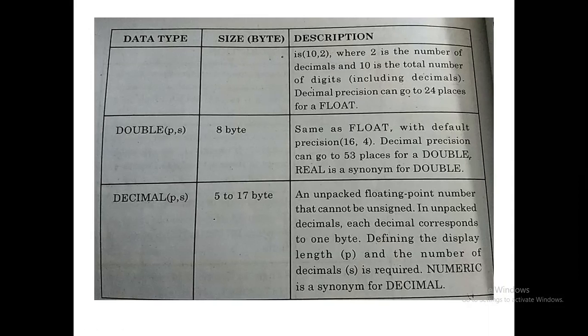Then double is 8 bytes, same as float, but with default precision 16.4. Decimal precision can go up to 53 places for a double, and real is a synonym of double. Next is decimal. The size is 5 to 17 bytes. An unpacked floating point number that cannot be unsigned. Defining the display length and the number of decimals is required. Numeric is a synonym of decimal.